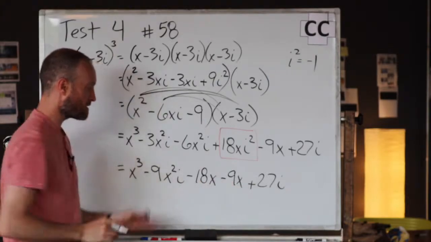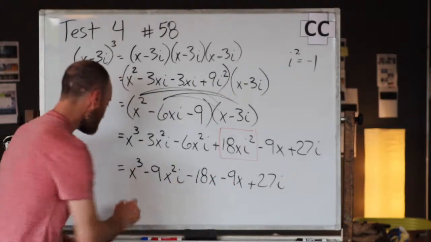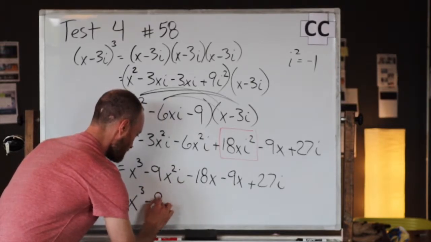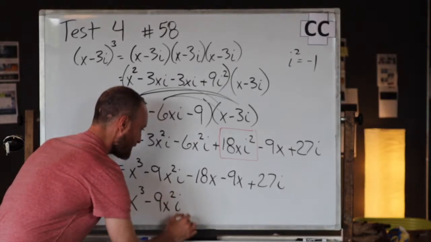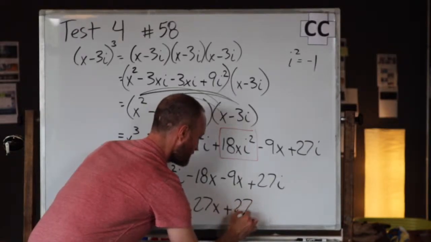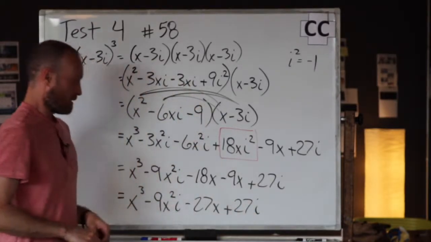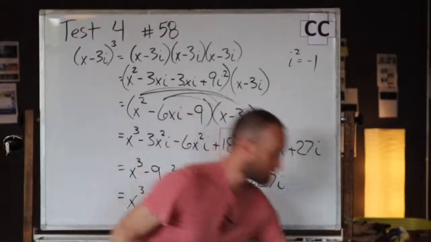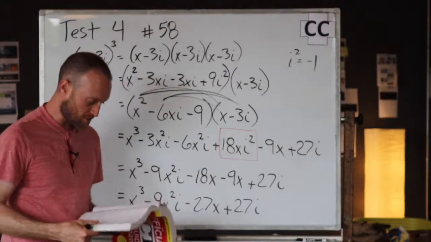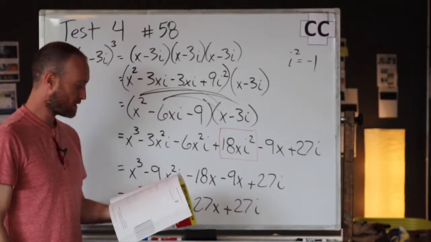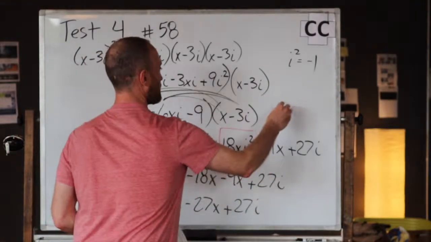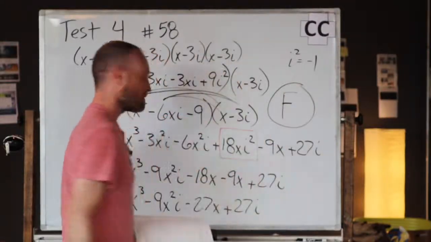We're not done yet. We still have two more like terms. Negative 18x, negative 9x. We get, drum roll please, x cubed minus 9x squared i minus 27x plus 27i. We cross our fingers, we look at the answer choices, and we hope that that is one of the answers. And as we look, we see it appears that F is the answer to this question.